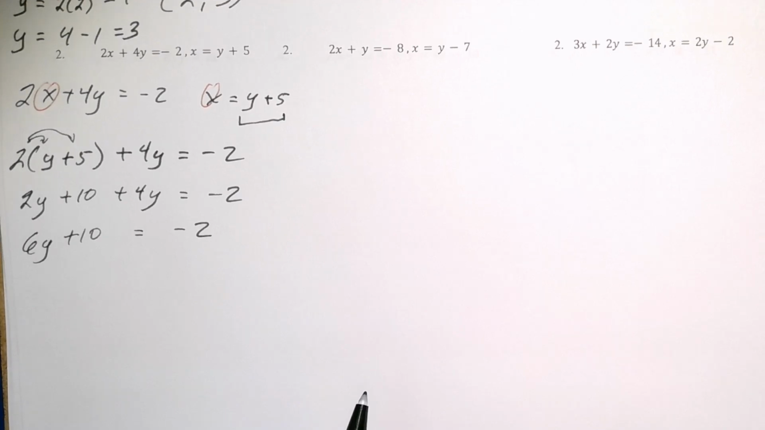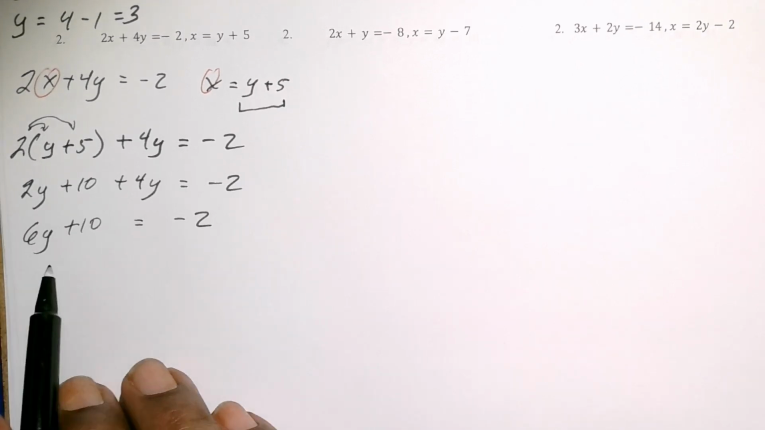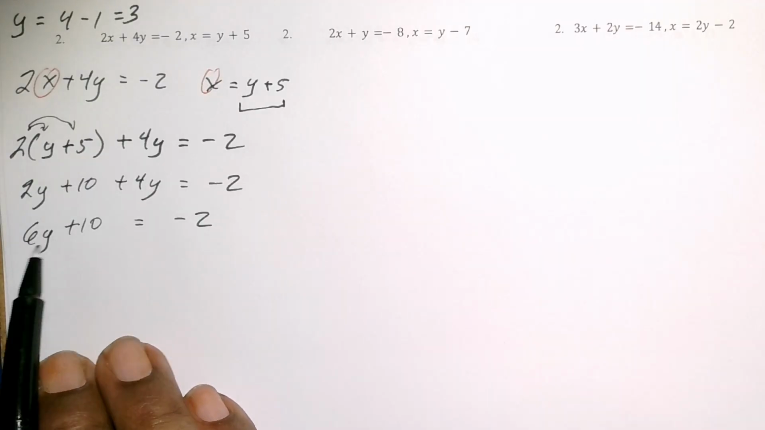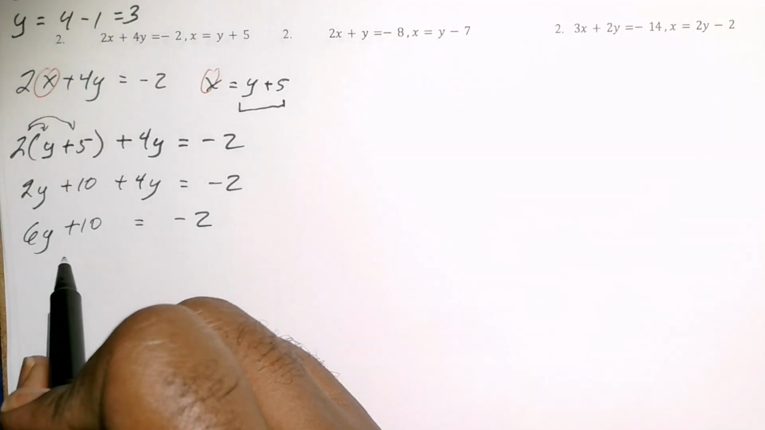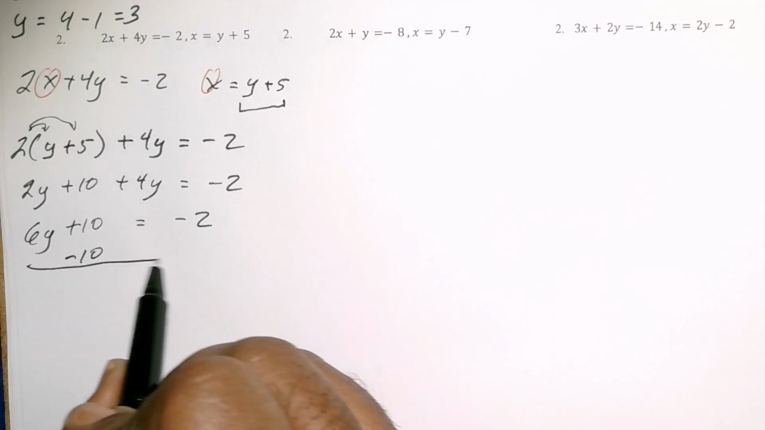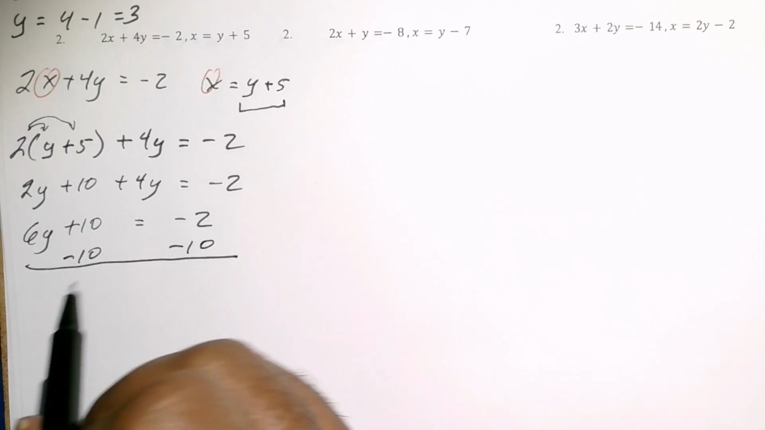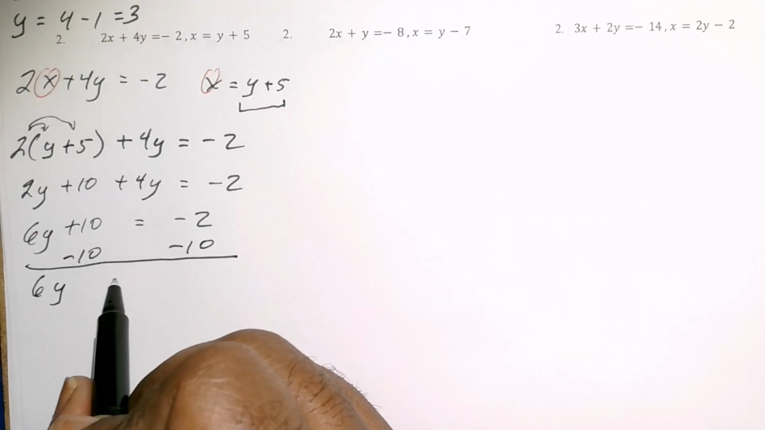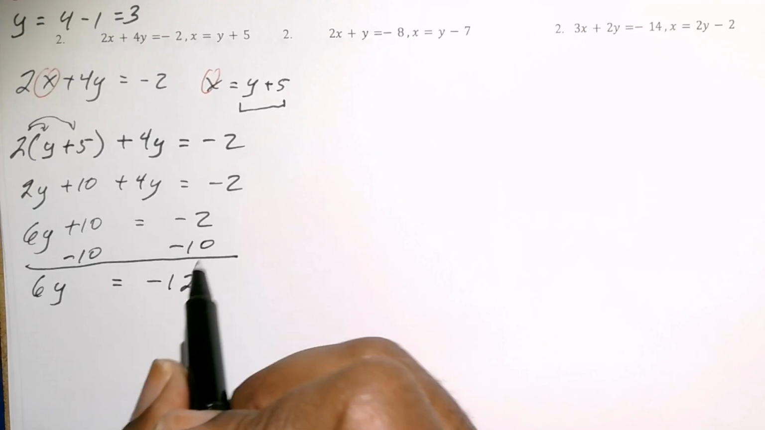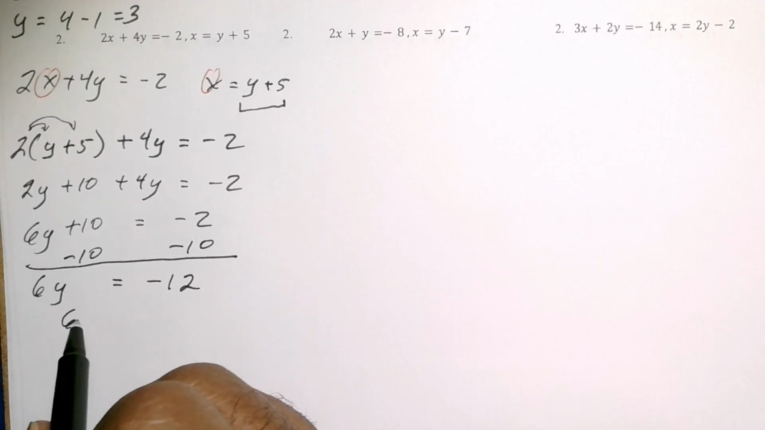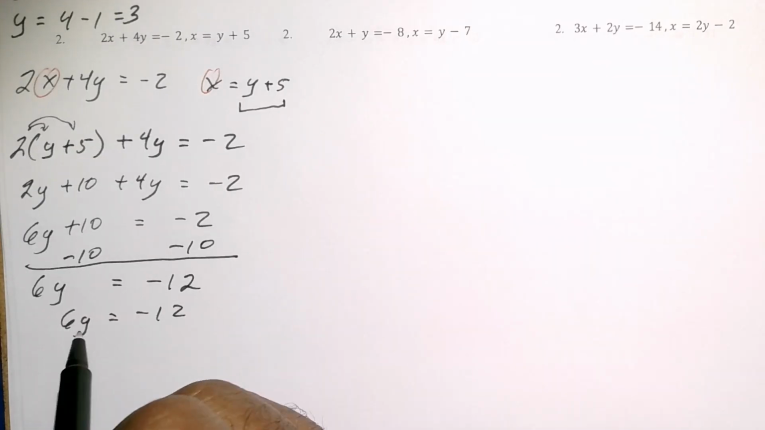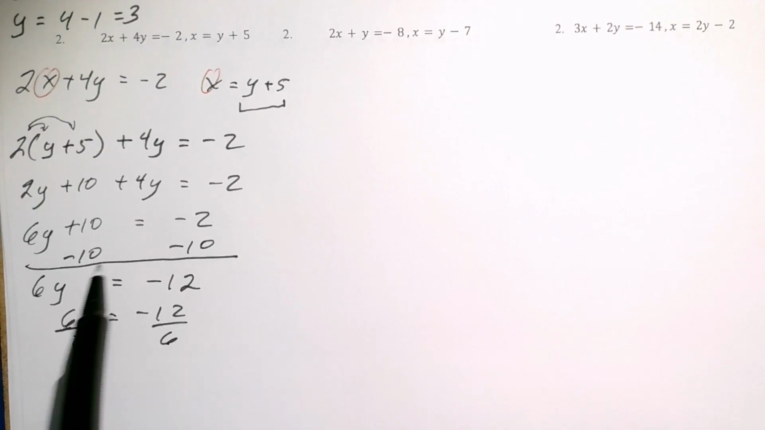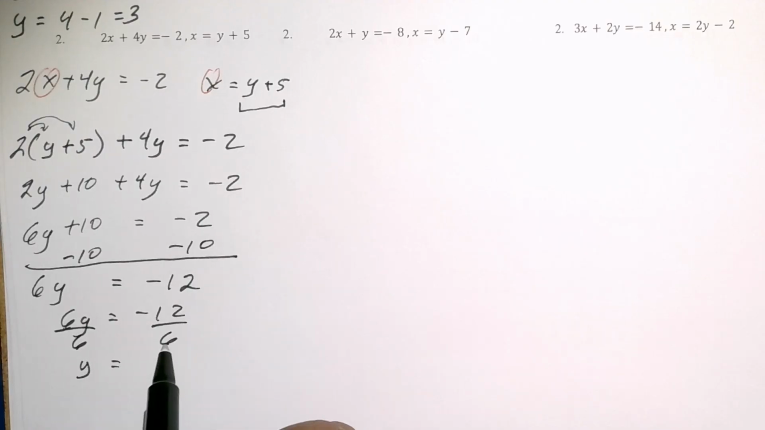Okay, now from here we can isolate y by getting rid of the adding 10 and the multiplying 6. So let's get rid of the adding 10 by subtracting 10, and what we do on one side, you do on the other. And this will give us 6y = -12. Now we're going to divide both sides by 6, not 6y, but just 6. This will give us 1y here. And a negative divided by positive is negative, and 12 divided by 6 is going to be 2. So now we have y is -2.